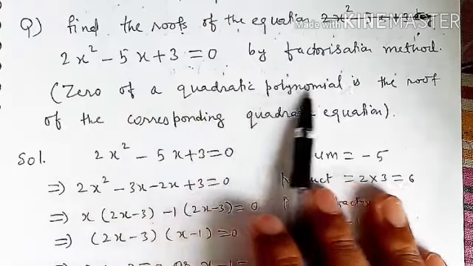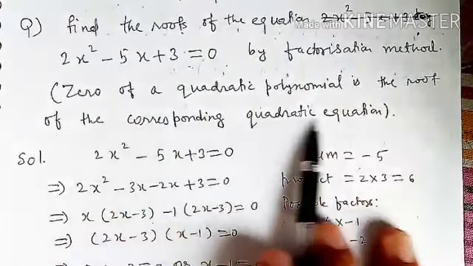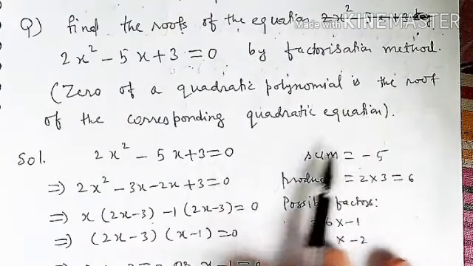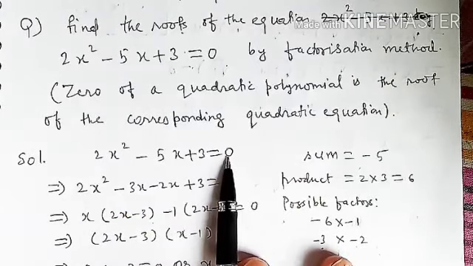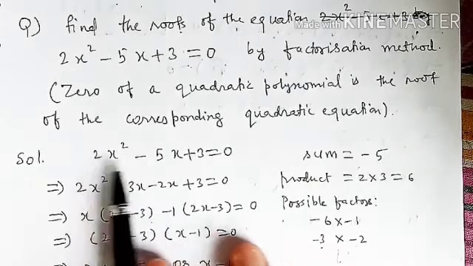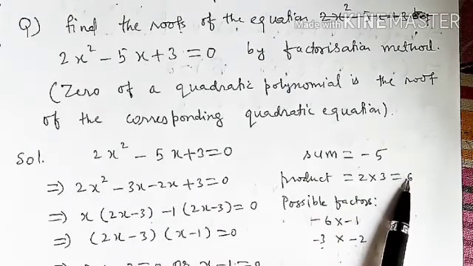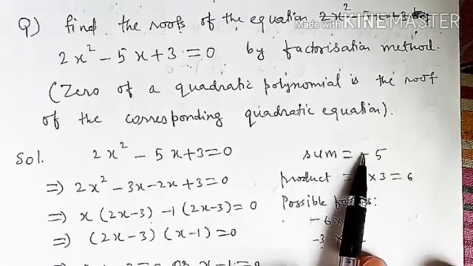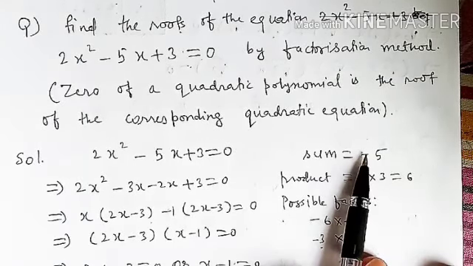Zero of a quadratic polynomial is the root of the corresponding quadratic equation. Now this is our given quadratic equation. Now we have to think of two numbers whose sum is minus 5 and product is 2 into 3, which is 6. Now we have to think of two numbers whose product is positive and sum is negative. It is possible if both are negative.